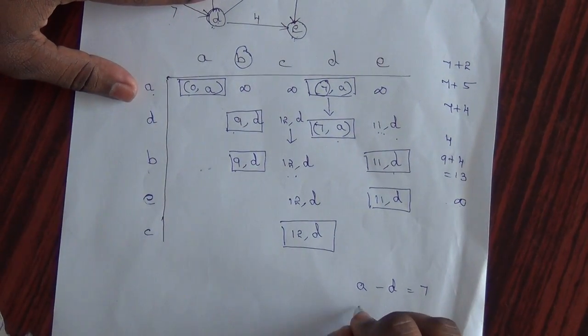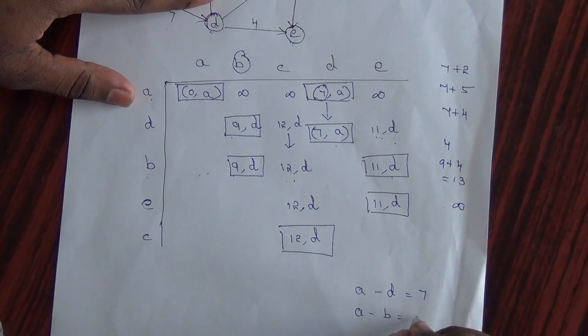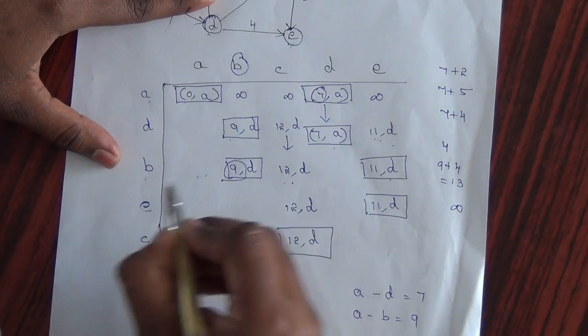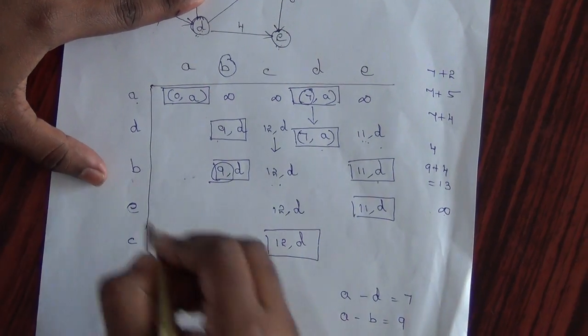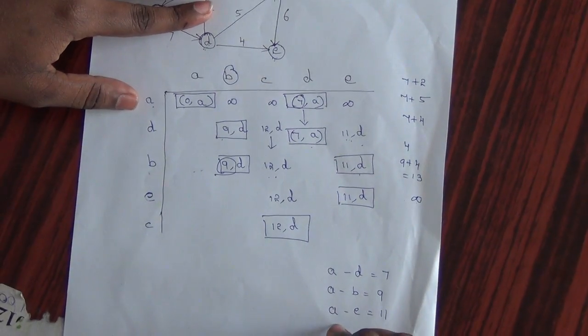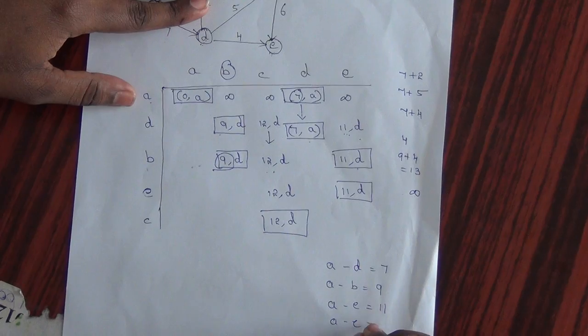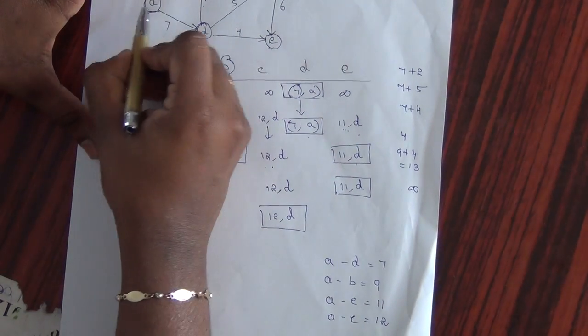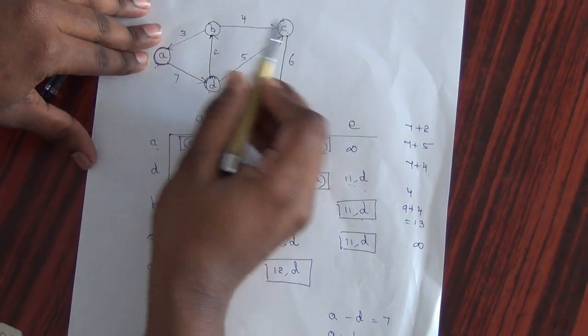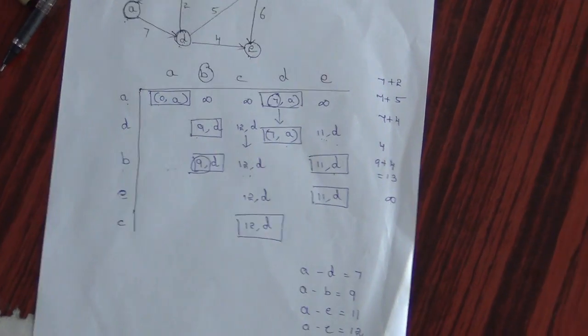From A to B, it is 9. From A to E, it is 11. From A to C, it is 12. Thus, we have calculated all the shortest paths from the single source node A to all other nodes. Thank you.